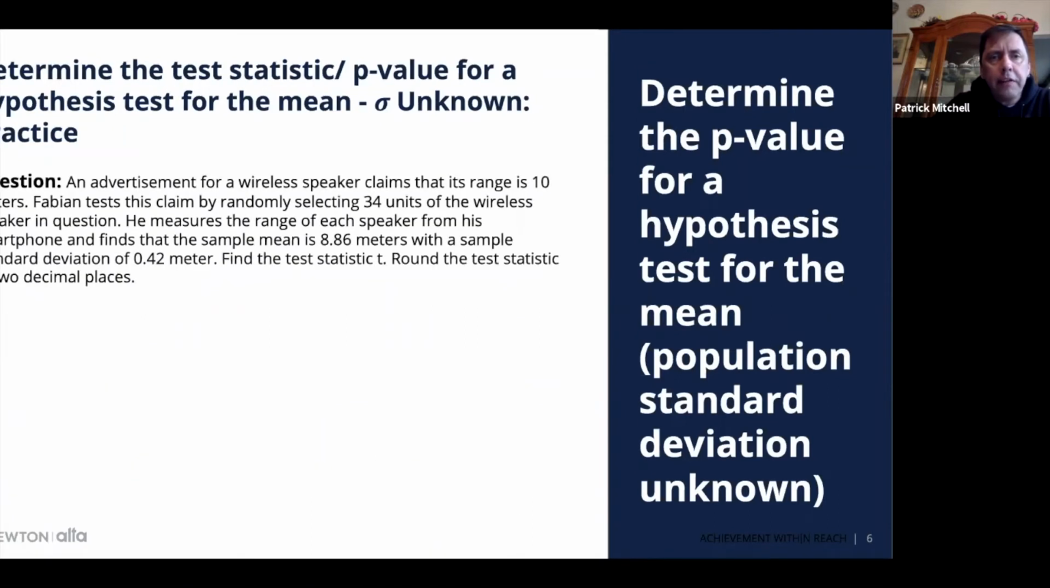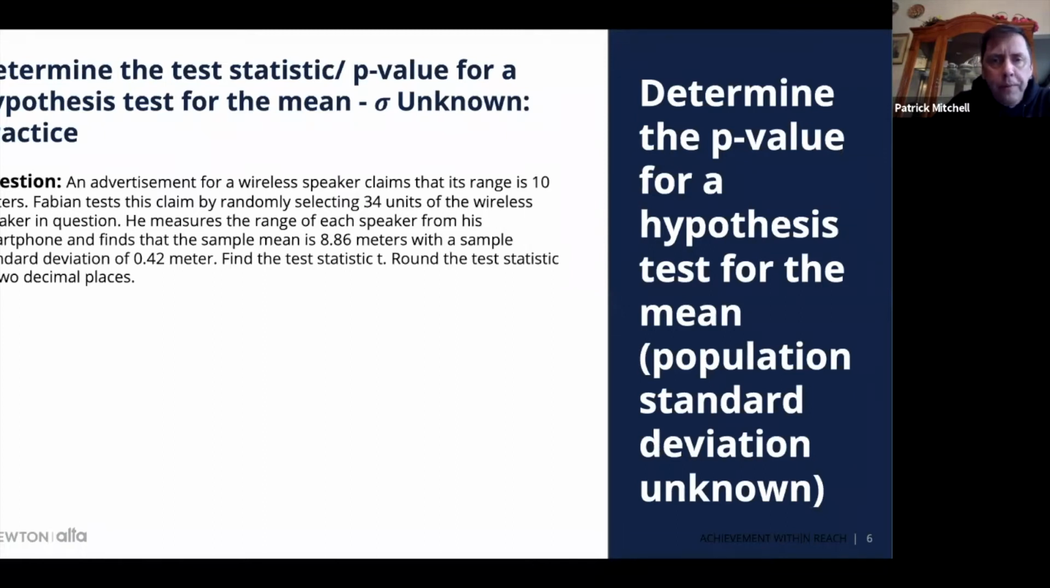All right, so here's an example. An advertisement for a wireless speaker claims that its range is 10 meters. Fabian tests this claim by randomly selecting 34 units of the wireless speaker in question. He measures the range of each speaker from his smartphone and finds that the sample mean is 8.86 meters with a sample standard deviation of 0.42 meters. And they want us to find the test statistic t rounded to 2 decimal places.